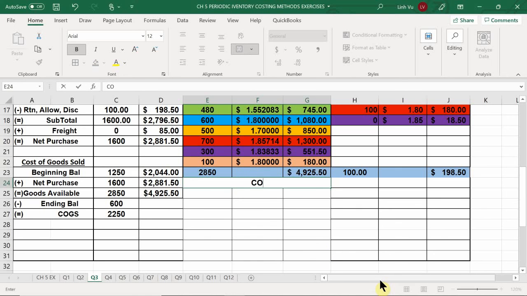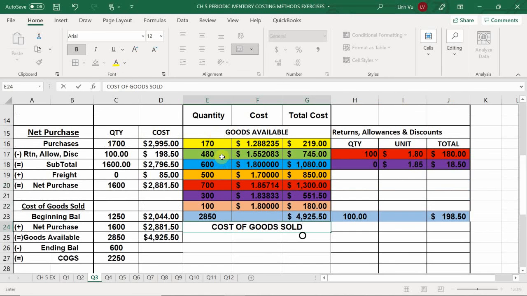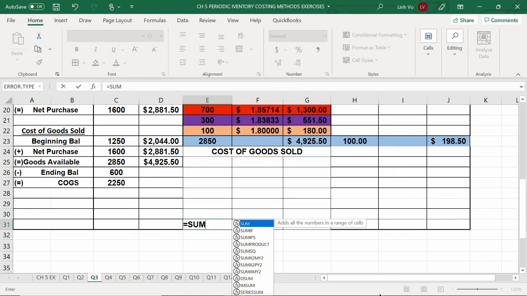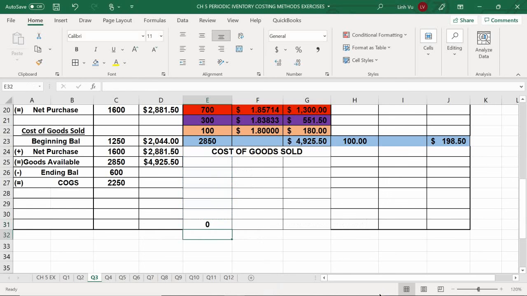Okay? So cost of goods sold. Let me see. So let's say I have a total of 2, 4, 6, 7 batches of inventory. So I'm going to go ahead and put my equal sum formula here to have a running balance so I know how many items I have sold, right? Okay. And I'm going to make this my calculation, okay?